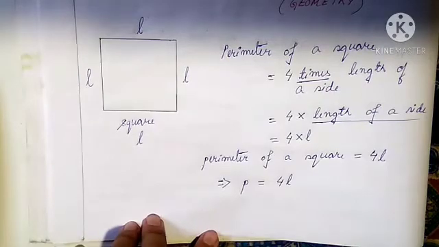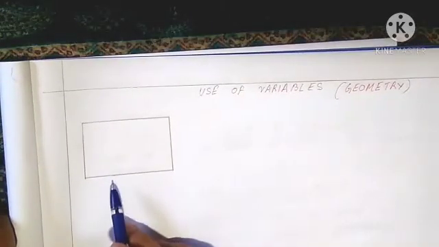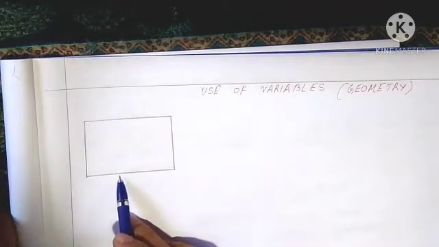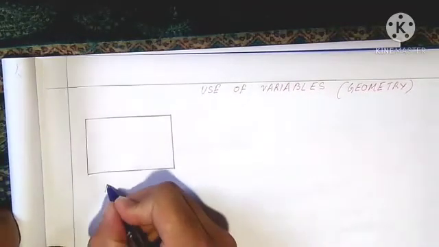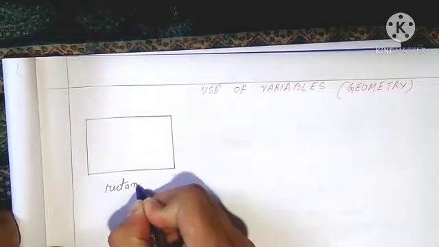I will give you one more example. Let's try one more example. Here we have a figure, and what is this figure? Yes, it is a rectangle. The given figure is a rectangle.